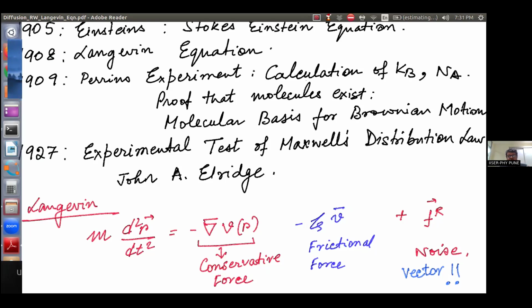But now you want to study the effect on a Brownian particle which is being bombarded by tons and tons of fluid molecules. And you want to incorporate the effect of these millions and billions of collisions on the motion. And you already know from Brown's experiments that it is a random motion.